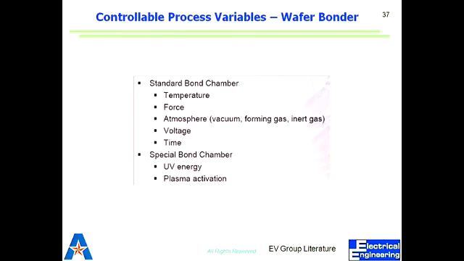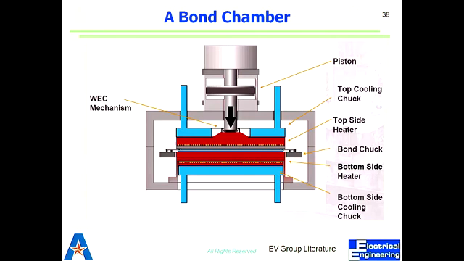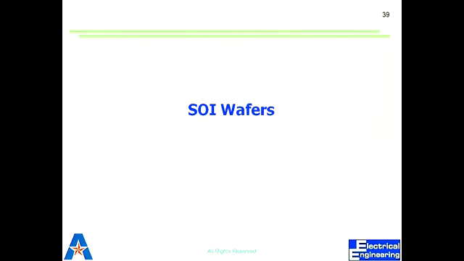In the bond chamber, you can use UV energy or plasma to provide energy for bonding. This is a simple sketch from the people who provided the equipment: we have these two wafers with the bond chuck, and you pressurize them from both sides and you heat them, and get them together. What do we get out of them?